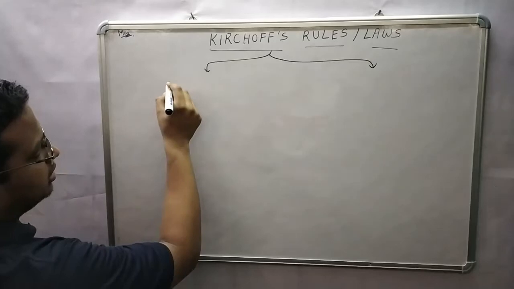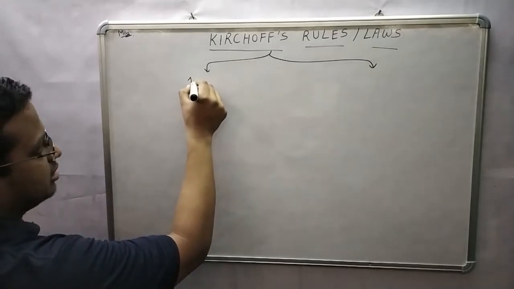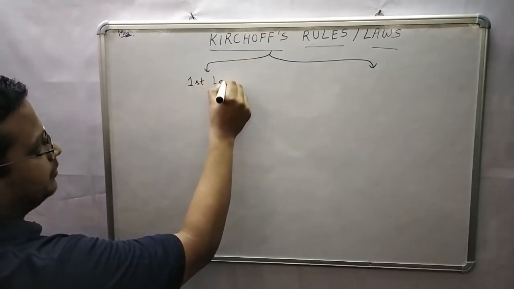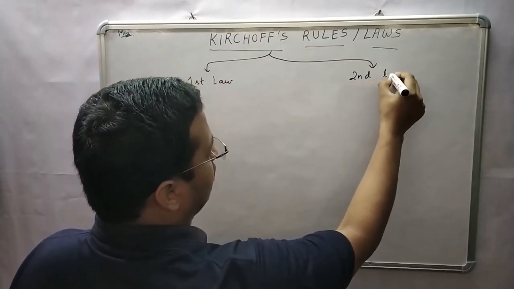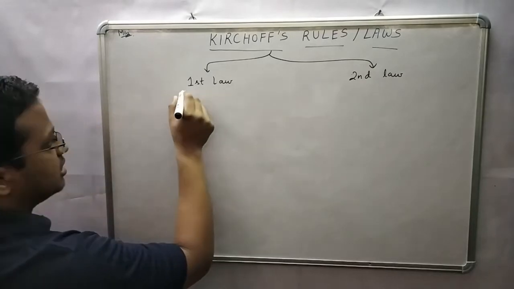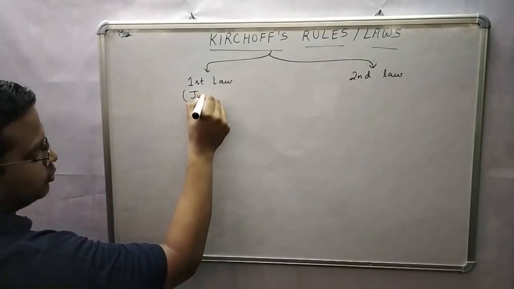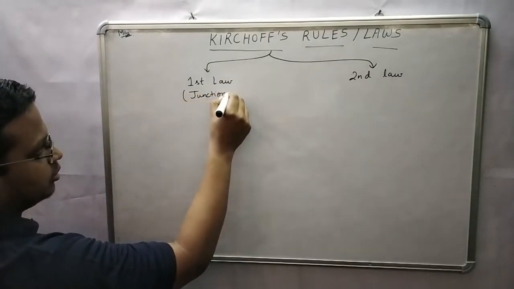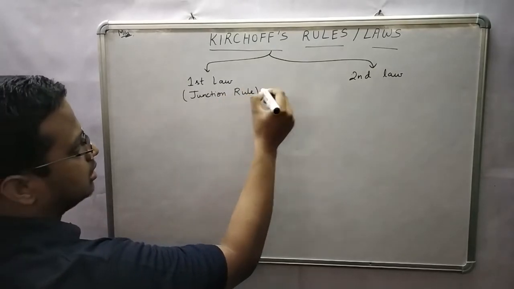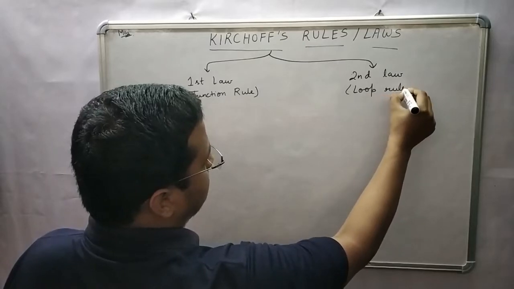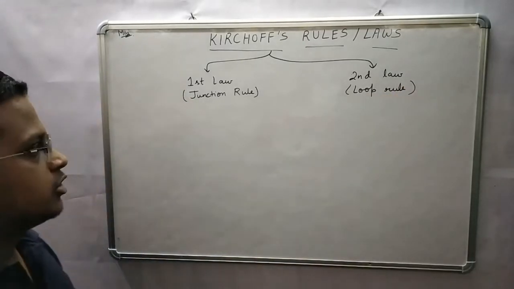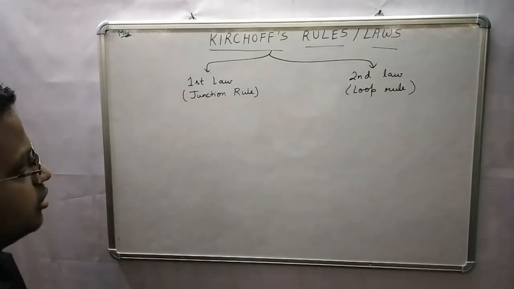The first one is simply called the first law, Kirchhoff's first law, and Kirchhoff's second law. The first has another name, which is also called the junction rule. The second is also called the loop rule. Let us first see what is the junction rule.